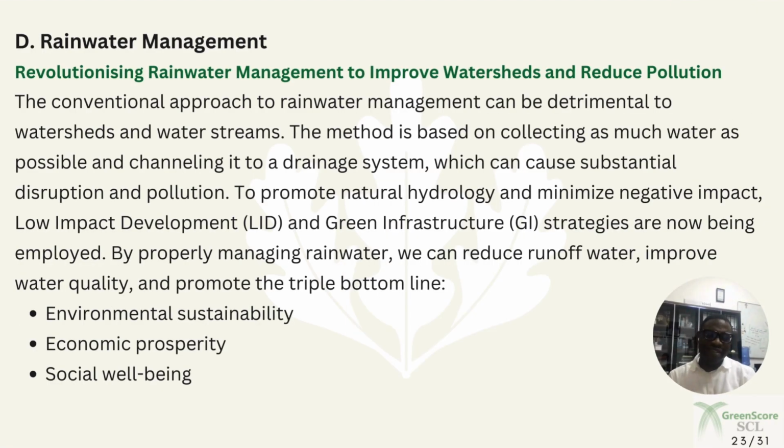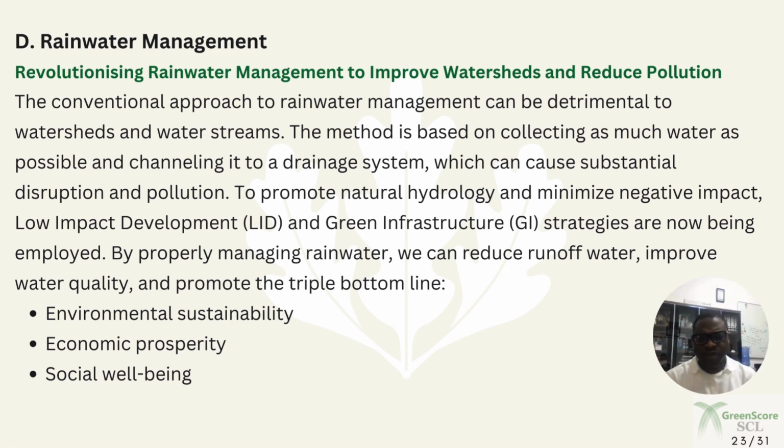The number four strategy under the sustainable site category is rainwater management. Now, this is important because the current conventional approach, widely used, has been detrimental to water streams because it is based on just collecting as much water as possible and then sending it all the way to the drainage system, causing substantial disruption and pollution. So, to promote natural hydrology and minimize negative impacts, there's what we call LID or GI, which is low impact development and green infrastructure respectively. These are the strategies that are being engaged to properly manage rainwater.